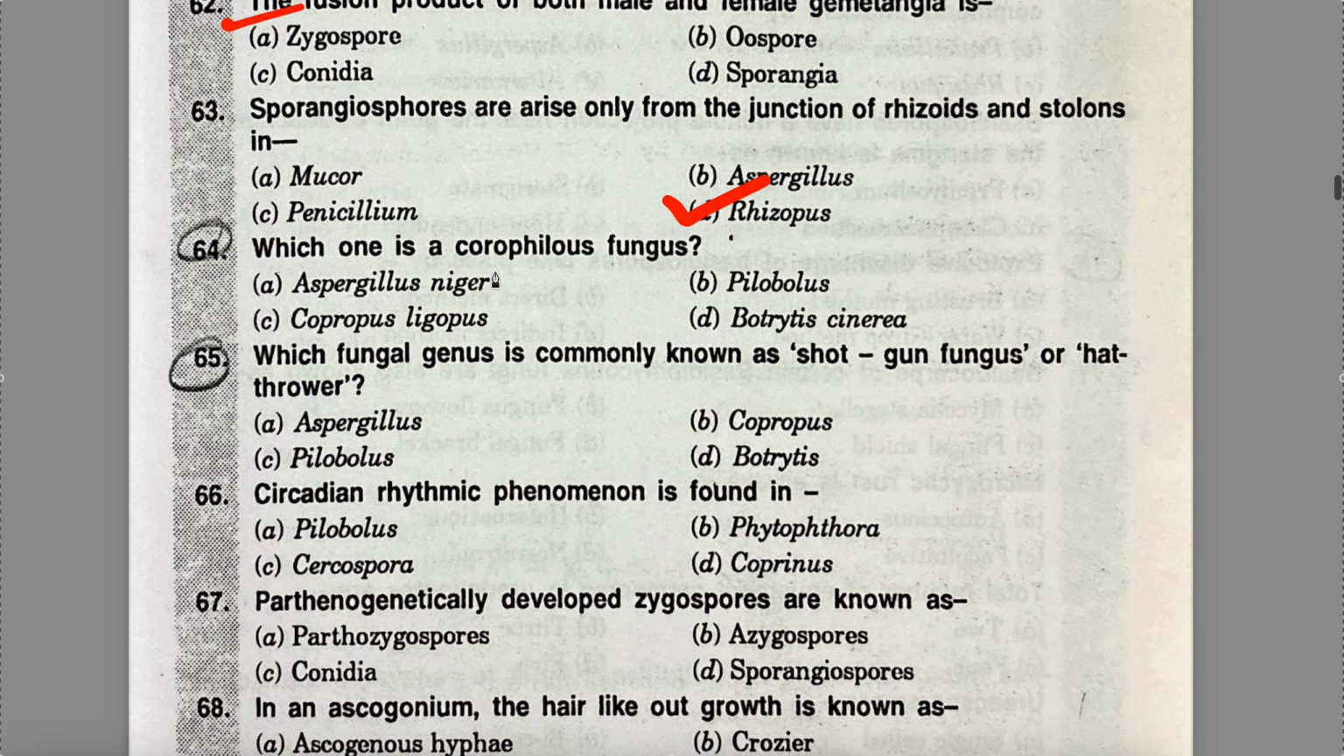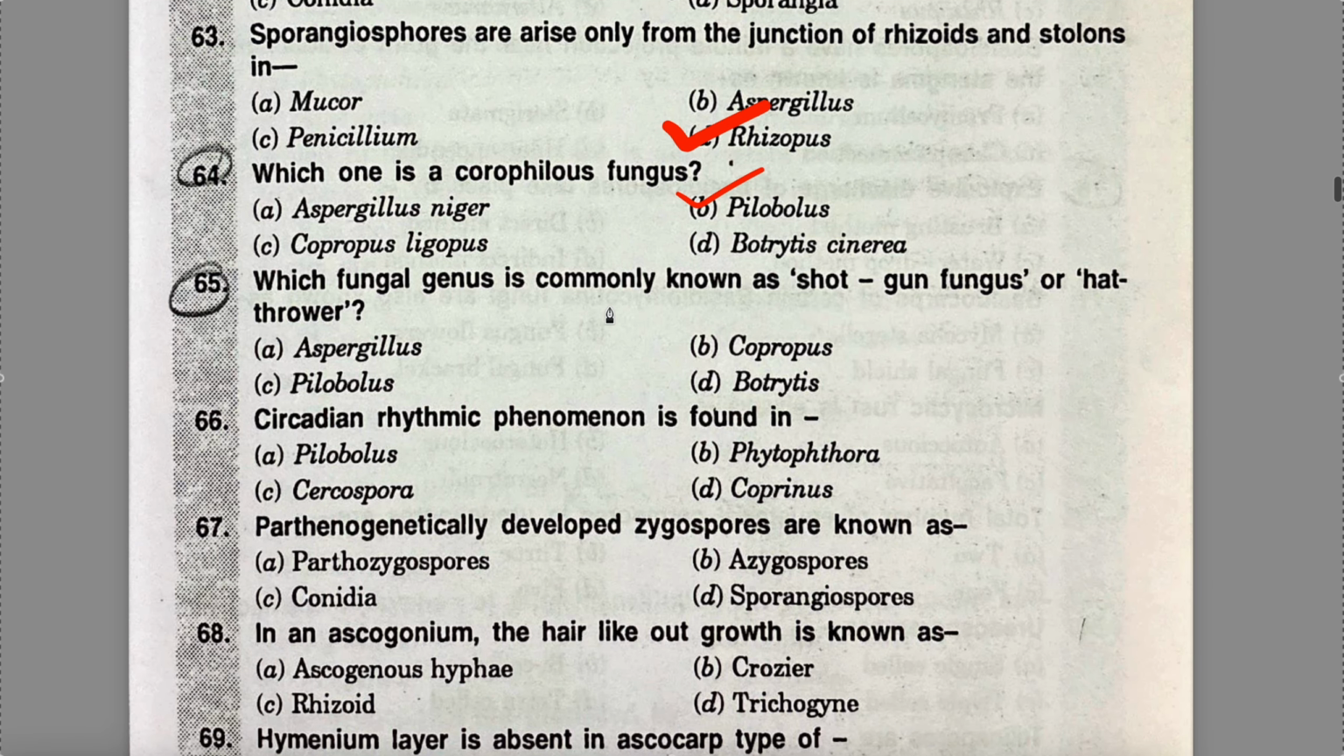64. Which one is a coprophilous fungus? Aspergillus niger, Pilobolus, Coprinus or Botrytis? It's Pilobolus, option B. 65. Which fungal genus is commonly known as shotgun fungus or hat thrower? Aspergillus, Coprinus, Pilobolus or Botrytis? It's again Pilobolus.